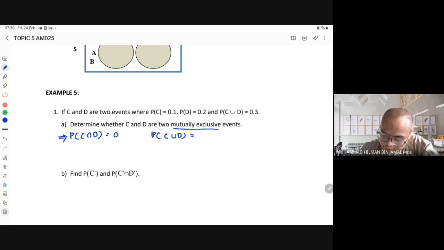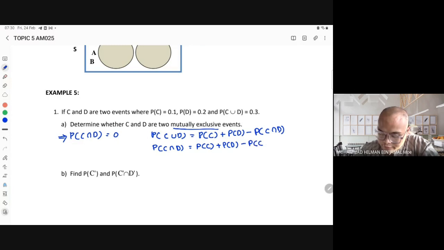So we know that the original formula is P(C) plus P(D) minus the probability of C intersect with D. So we need to show that this C intersect with D is equal to 0. So how do we show it? We can move C intersect D to the left side, so it becomes the probability of C intersect with D is equal to probability of C plus probability of D minus probability of C union with D.